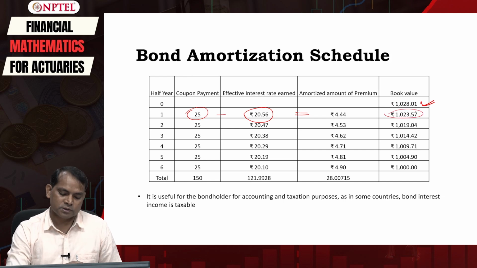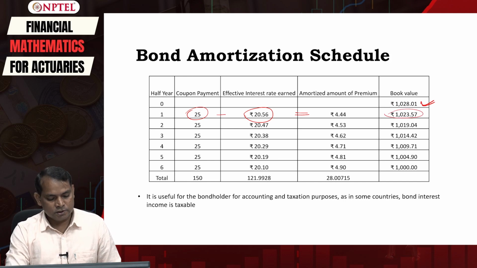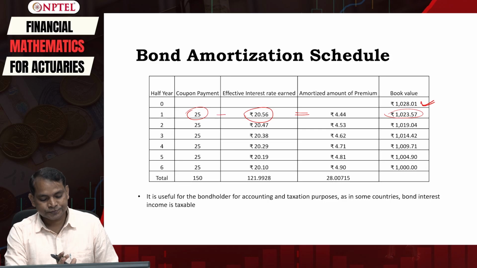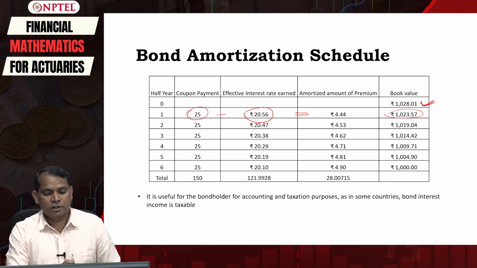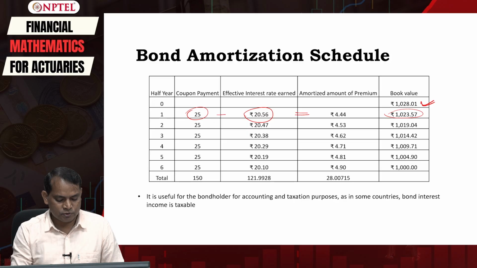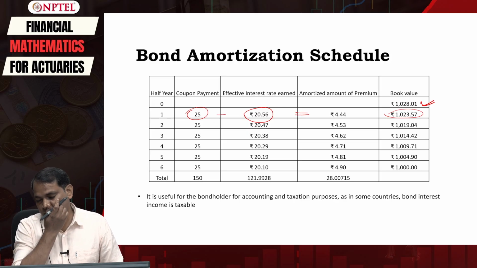The rest of the things we can compute easily using Excel, like the way we have already understood how to compute the loan amortization schedule. You can also compute the bond amortization table. This exact same table you can compute using Excel. This schedule is useful for the bondholder for accounting and taxation purposes, as we already understood at the start of the lecture.